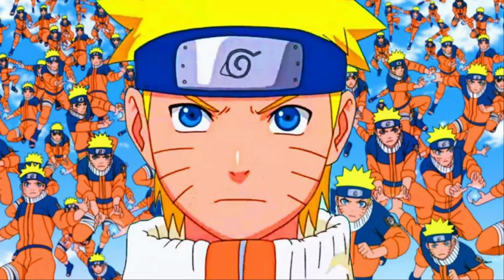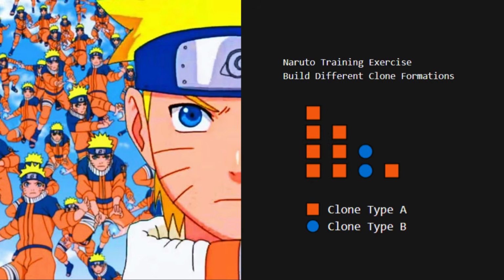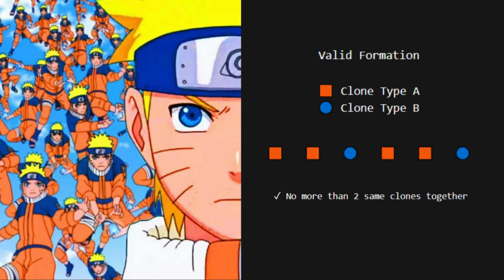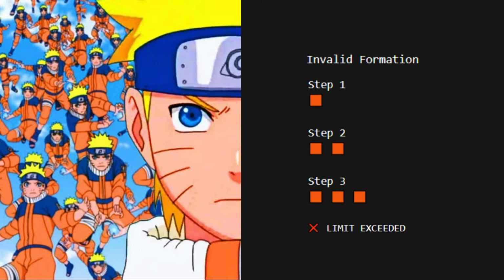During a training exercise, Naruto Uzumaki creates different formations of shadow clones. But Kakashi Hatake sets a rule for the exercise. No more than a certain number of clones of the same type can appear in a row. For example, if the limit is 2, a formation like clone-clone-switch is valid. But clone-clone-clone would break the rule.